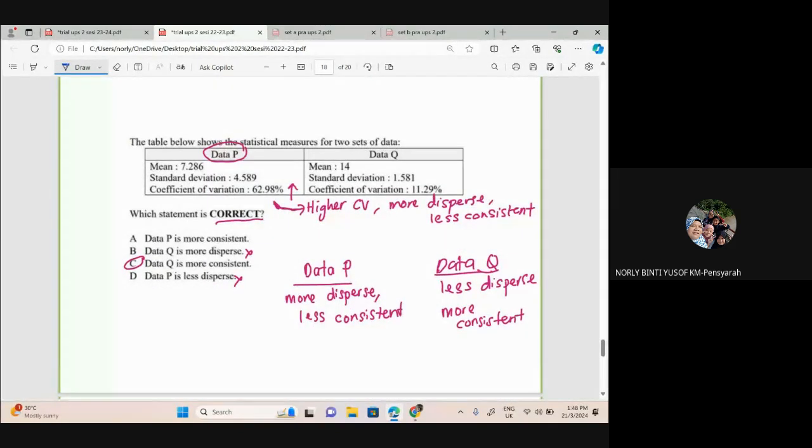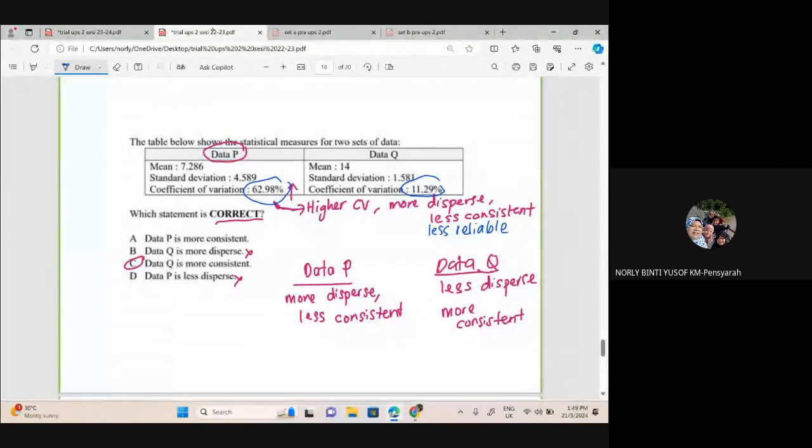Okay, ini pun sama konsep macam tadi Mia cakap, higher CV, more dispersed, less consistent dengan less reliable. Tapi dekat sini tak adalah konsep reliable tu. Tapi dia tambah dekat kita punya batch lah, iaitu set kita less reliable. So you kira, tapi soalan dah kira lah CV tu, lagi senang. Soalan dah kira CV, so you tak perlu kira set kita kena kira lah. So data P lagi tinggi CV, so dia akan jadi more dispersed lah dengan less consistent dan reliable. Data Q less dispersed tapi dia lagi consistent dan lagi more reliable. So carilah yang mana yang betul.